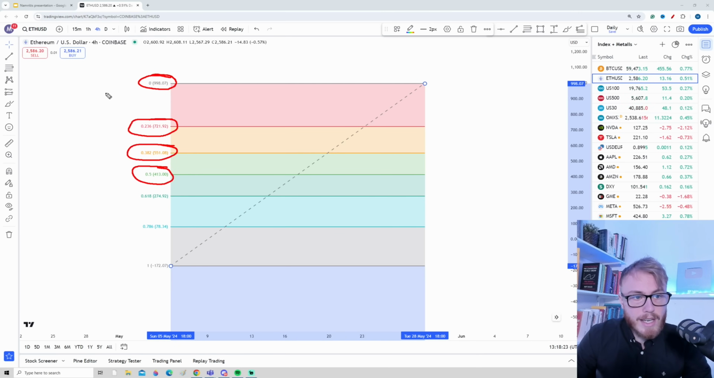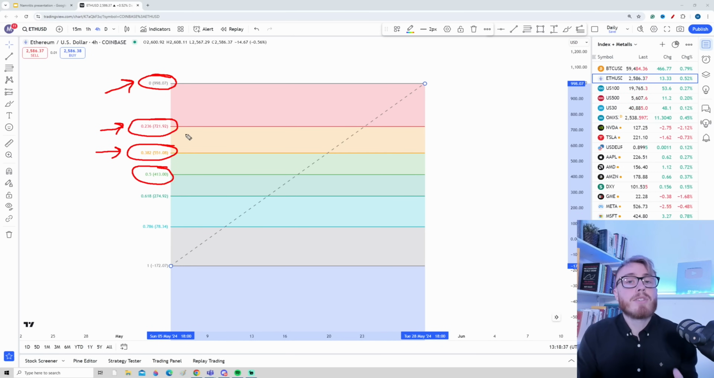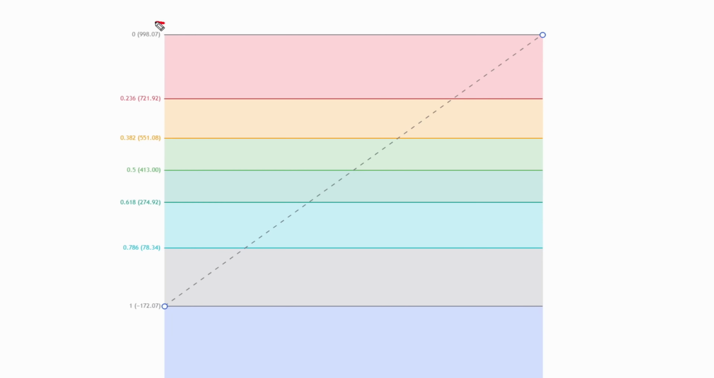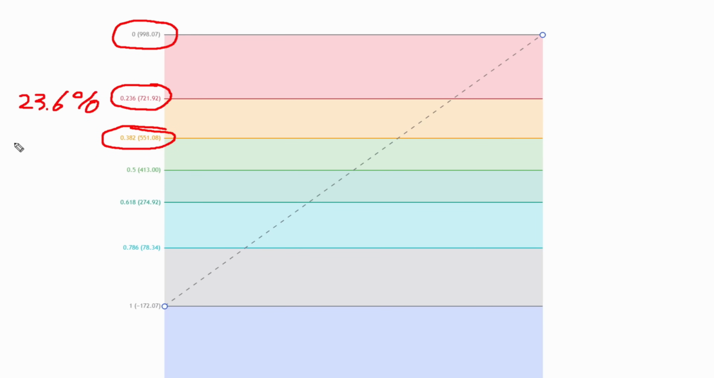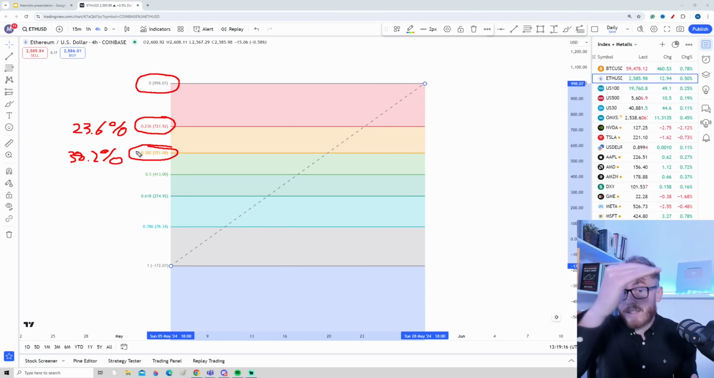The first thing we have to understand is, what do all of these numbers actually mean? Well, these numbers are basically percentages. For example, right here it says 0 and it stands for 0%. Right here you can see 0.236, and this basically means 23.6%. Here we have 0.382, and this basically means 38.2%, and so on and so on. So these numbers you can see on the Fibonacci tool are just percentages.